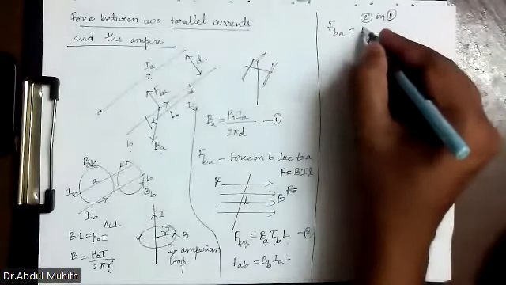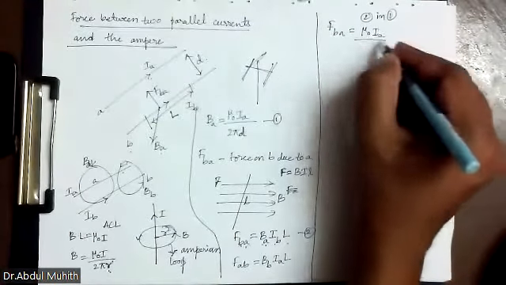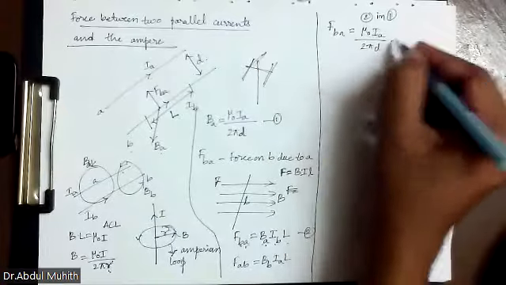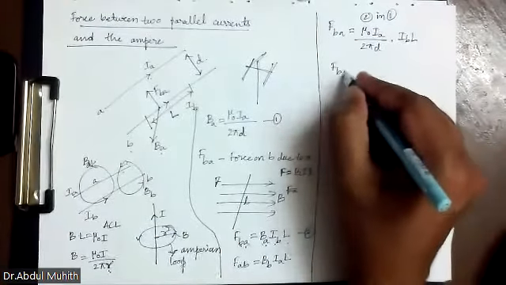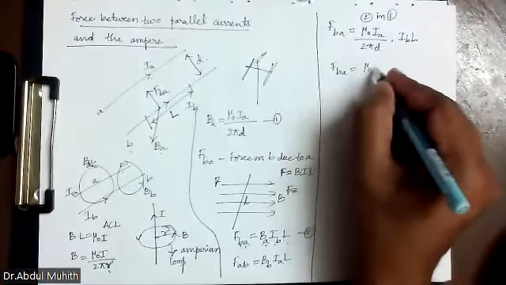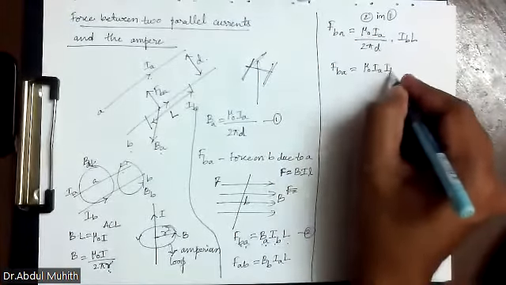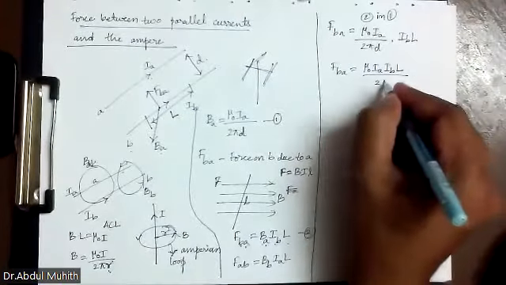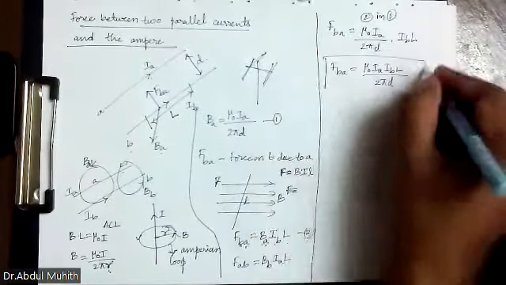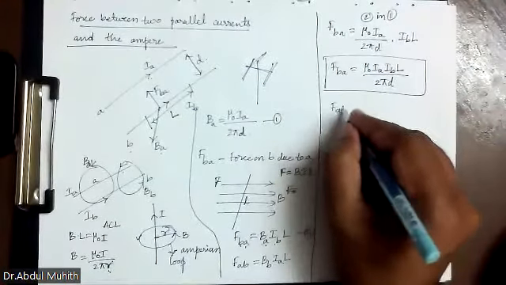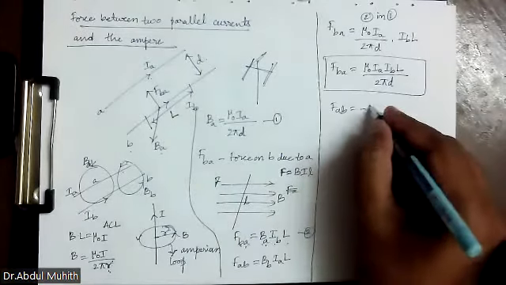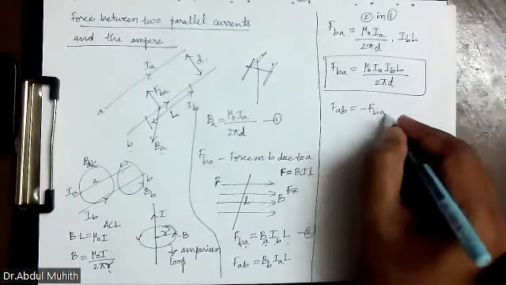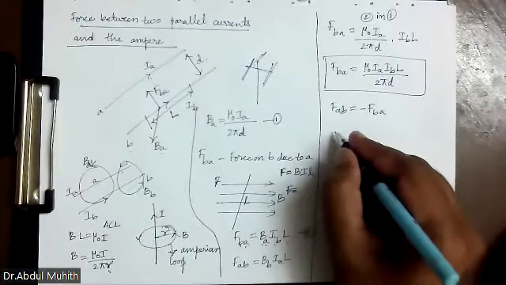BA is mu 0 IA divided by 2 pi D, into IB into L. Just multiply and simplify. This will become mu 0 IA IB into L divided by 2 pi D. So the same thing will come if you want to find the force FAB. FAB and FBA will be the same, but they will be in opposite directions. FAB will be equal to FBA. Keep that in mind.